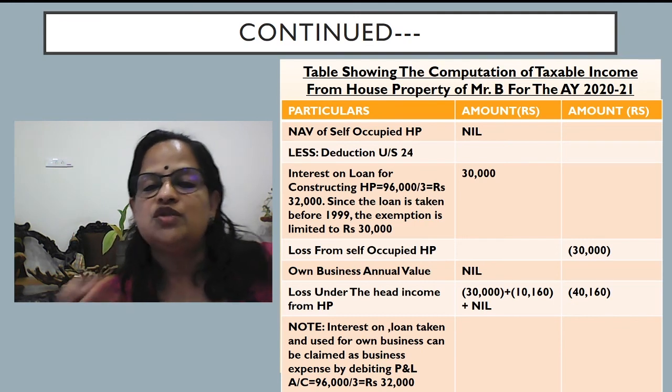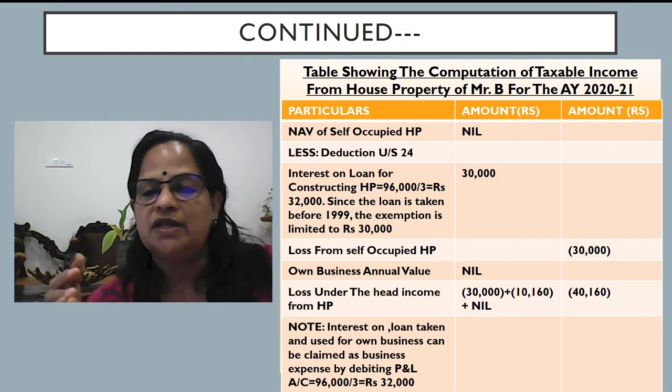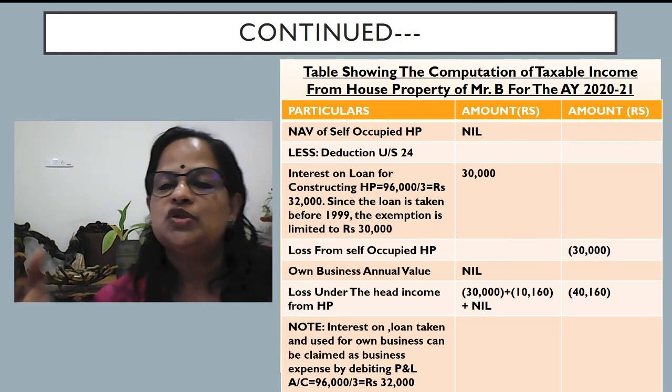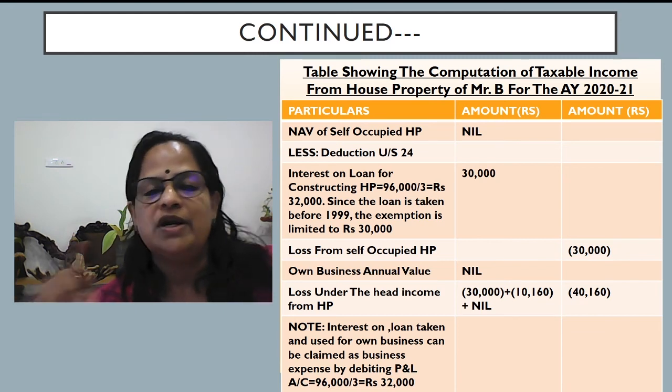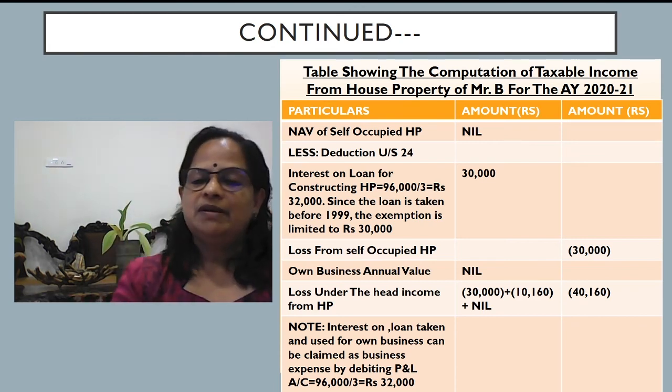So total loss from all the house properties together: first house property 30,000 self-occupied, let out is 10,160. So total you will get 40,160. So interest on loan taken and used for own business can be claimed as business expense by debiting profit and loss account. So that is 32,000 they can claim in the business account.